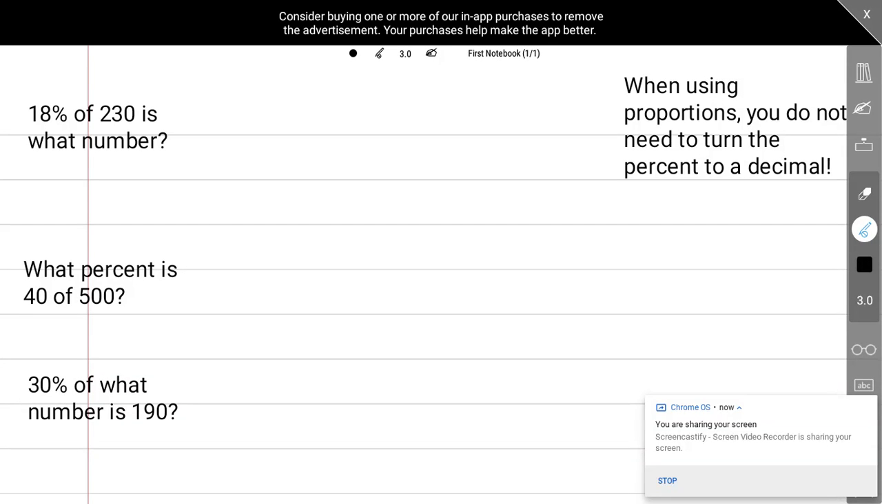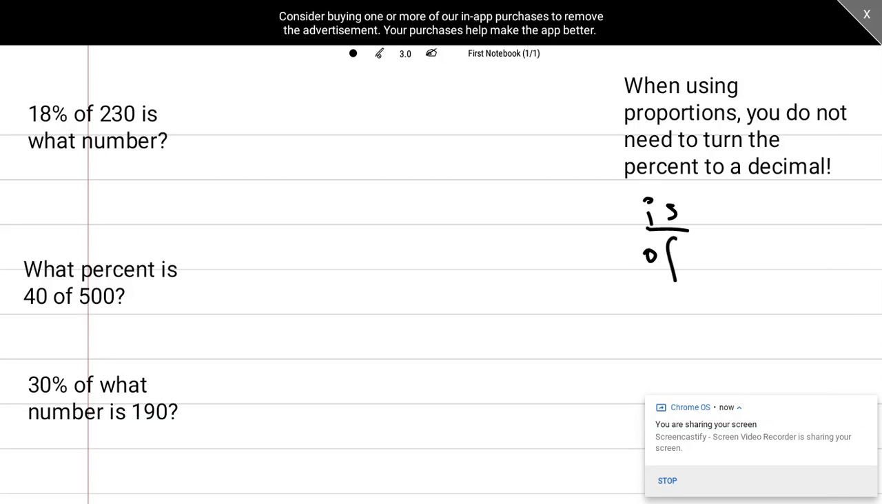Hey guys, welcome back. Today we are going to talk about using proportions to solve percent equations. So I'm going to write over here: is over of equals percent over 100.